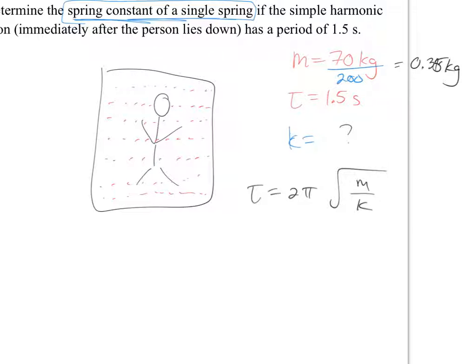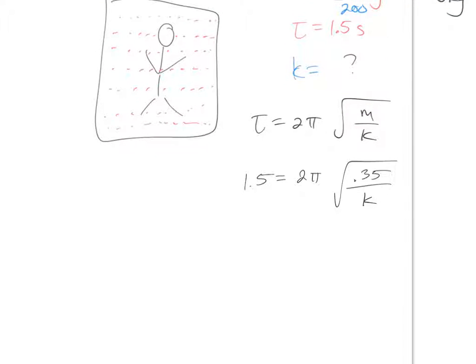Hey, so if I were doing this with numbers, it would look like this: 1.5 equals 2 pi root 0.35 over k. You can do it several ways. Travers even mentioned a good point. He was like, you know what? He put it like this. He said root 0.35 over root k, like that.